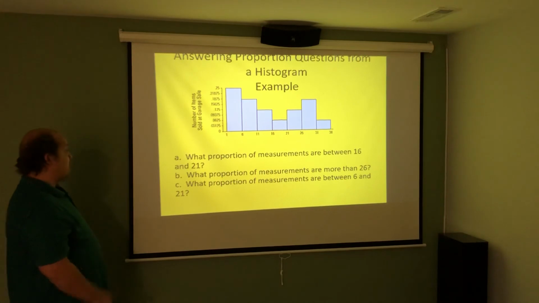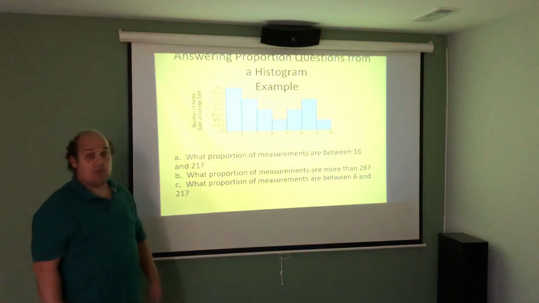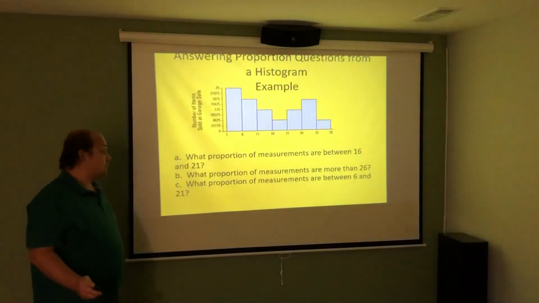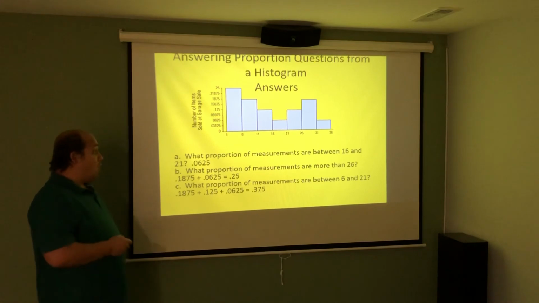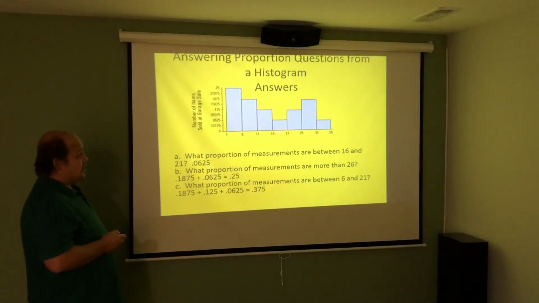So here's 3 more questions for you to try on your own. Again, feel free to pause the video and attempt them on your own, but I'm going to go ahead and show what the answers would be. What proportion of measurements are between 16 and 21? Well, between 16 and 21 is here, which has a line going to here, 0.0625.